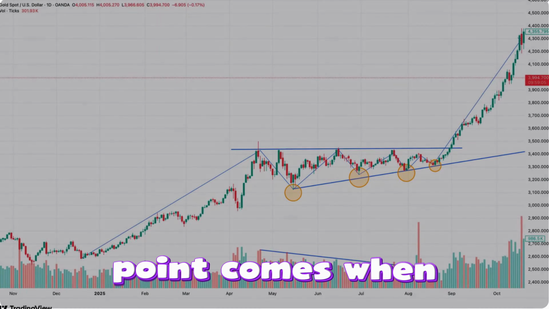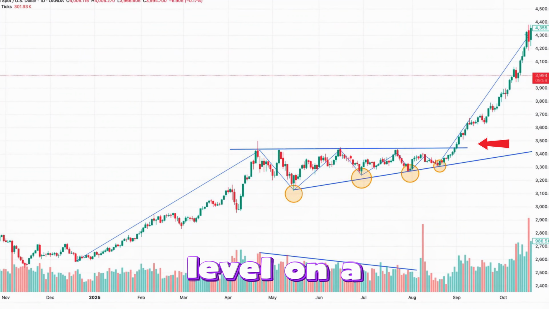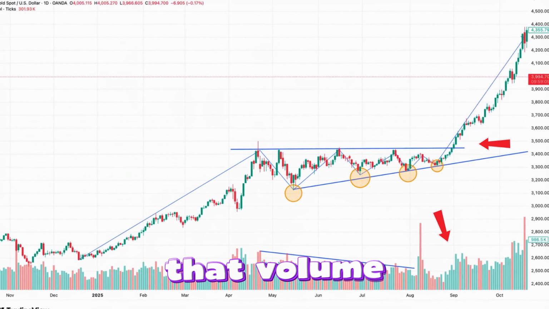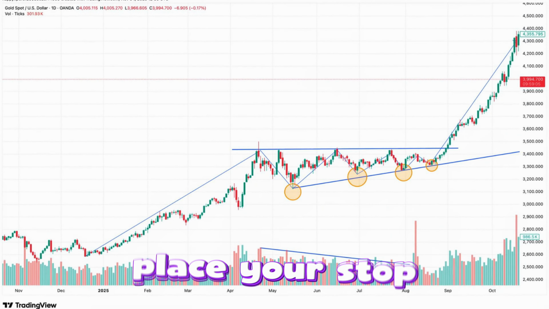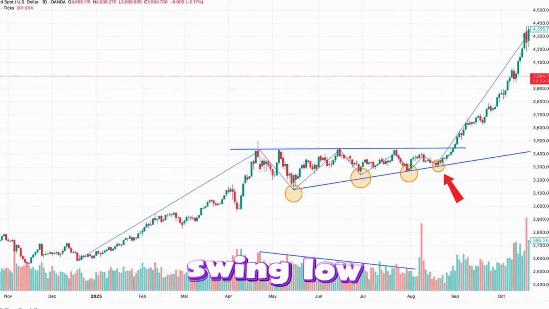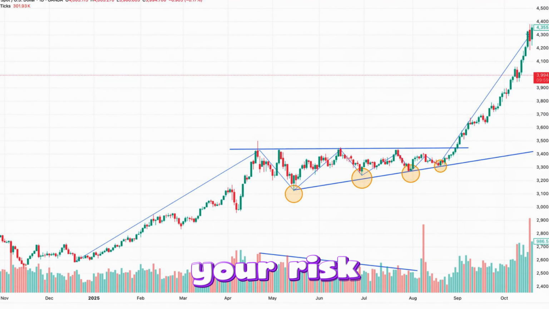Your primary entry point comes when price breaks above the pivot level on a surge in volume. That volume expansion confirms that institutional buyers are stepping in. Place your stop loss below the last significant swing low, giving the trade room to breathe while limiting your risk.